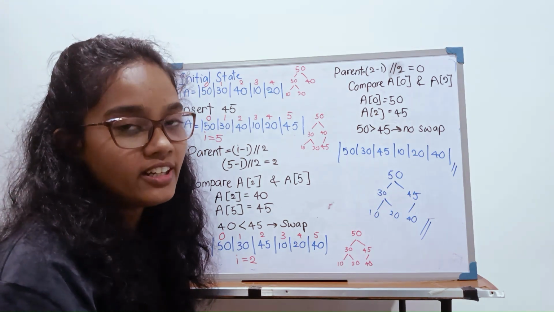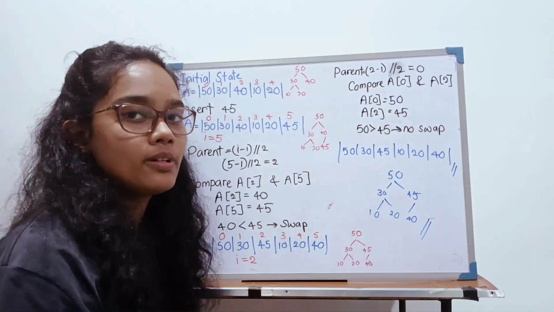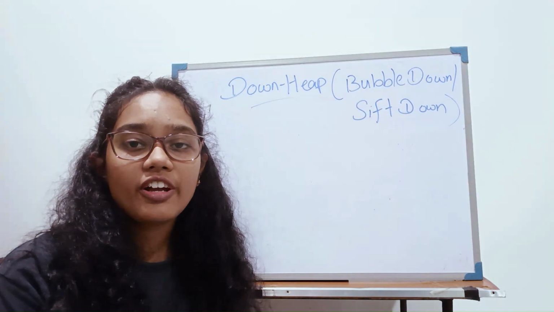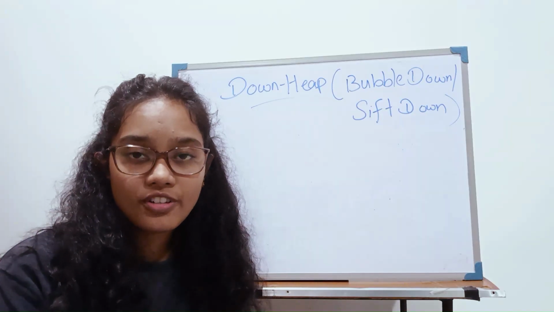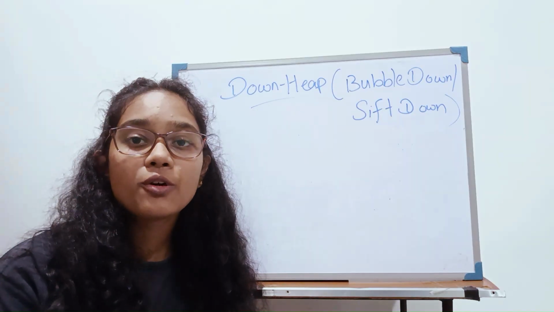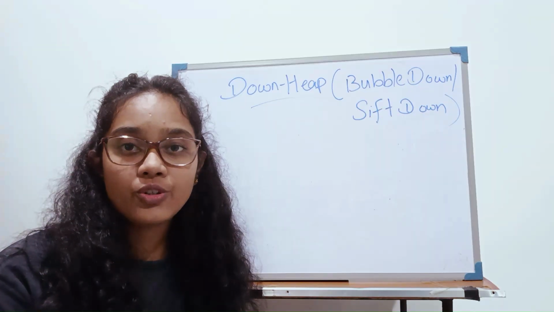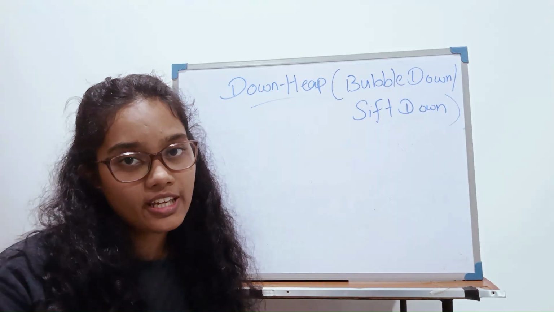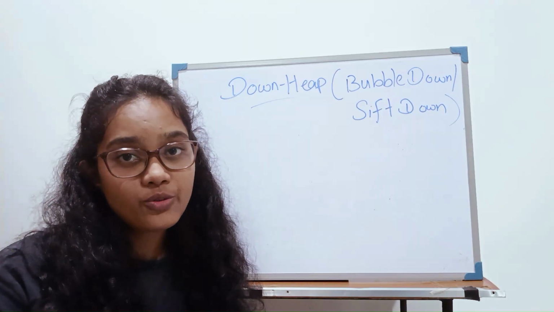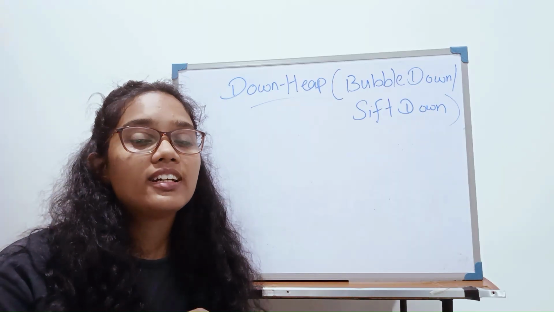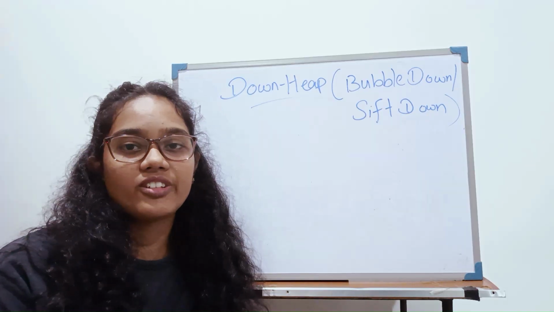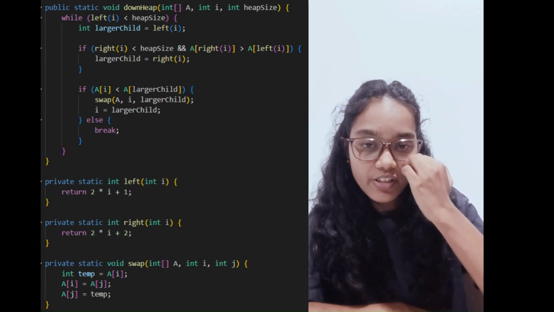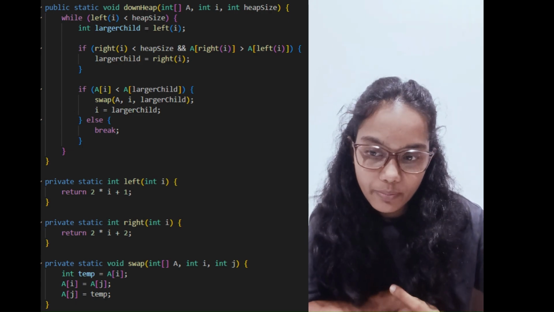Now let's look at the Down-Heap method. Down-Heap means that when we remove the root, after removing the root, we move the last element into index 0. And then we restore the heap by moving that value down until its children are no larger. Now let's look at the Java code implementation for Down-Heap.